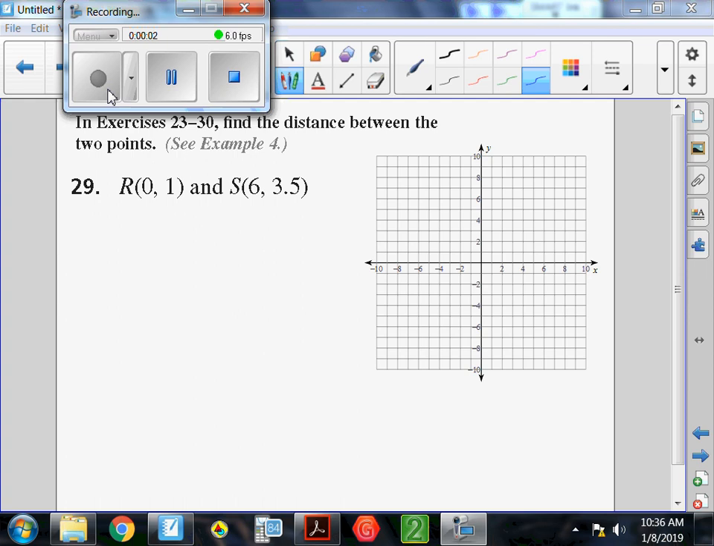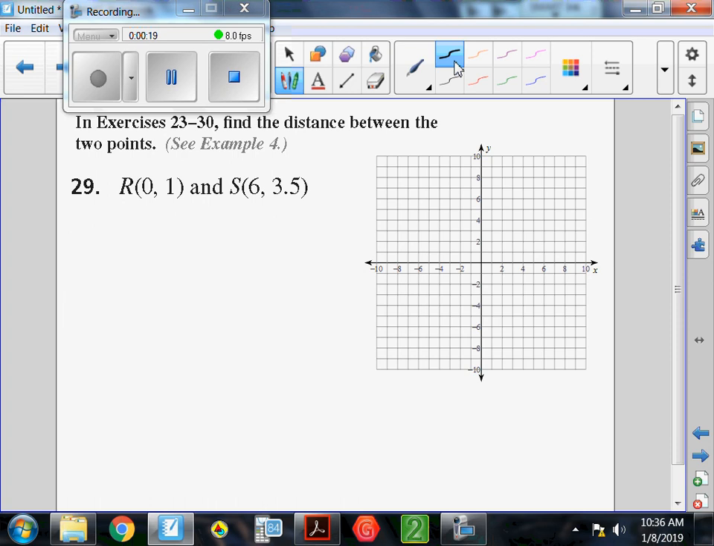This is Unit 7, Target 3 and 4 homework, number 29. It says find the distance between the 2 points. Let's start by graphing and using the Pythagorean theorem, and then I will show you how to do it using the distance formula and show you that those two do the exact same thing.